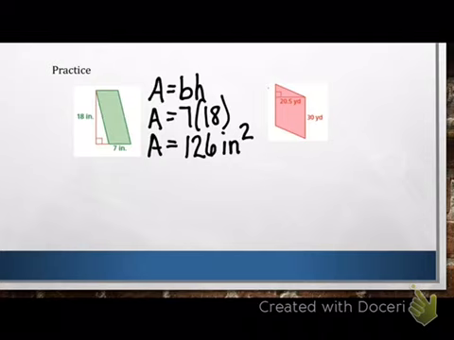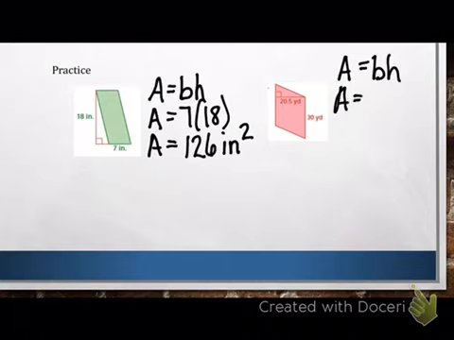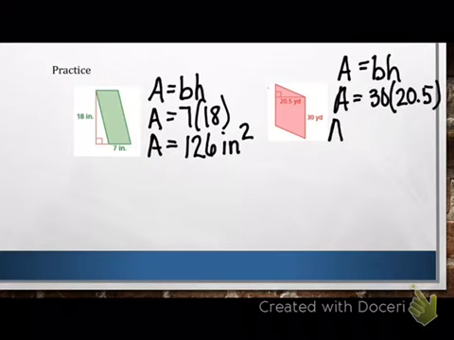All right, let's do the same thing for this one. Let's write our formula. A equals B times H. We are solving for area. My base is 30. My height is 20.5. I'm going to now multiply those two numbers together. Don't forget, you have a decimal. Make sure you include that in your answer. Go ahead, multiply.